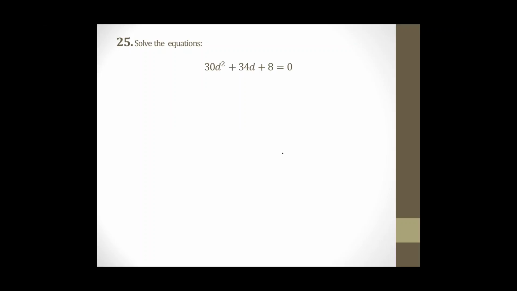And looking at this problem, again, this is a trinomial and I do have a coefficient. But before I decide which method, I also see that they all share a common factor. And the greatest common factor of these would be a 2, I believe. So let's factor out 2 and rewrite the problem. Let's divide everything by 2. And we are left with 15d squared plus 34d divided by 2. I think that's 17d, and then plus 4 equals 0.